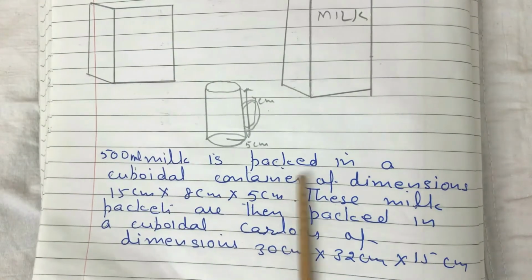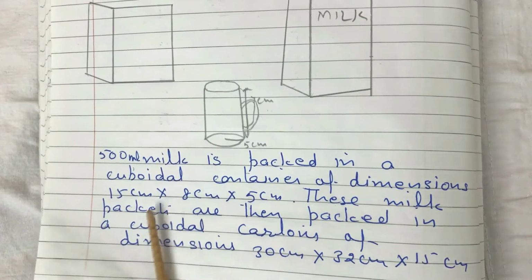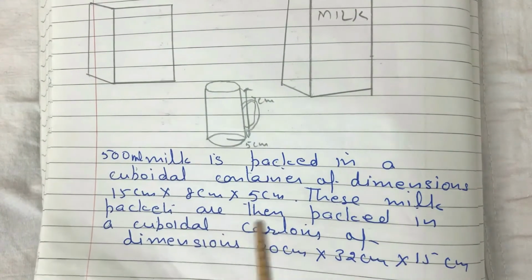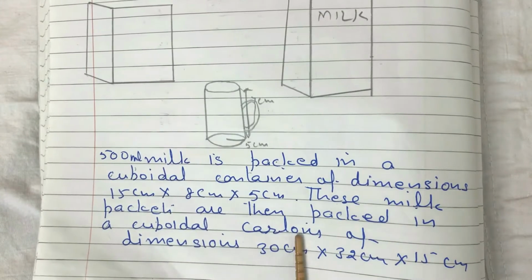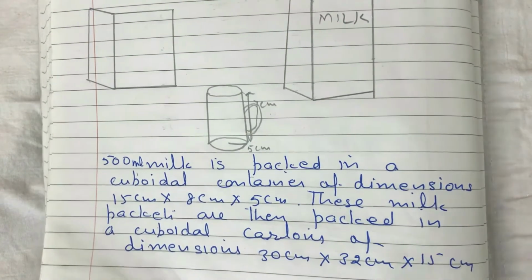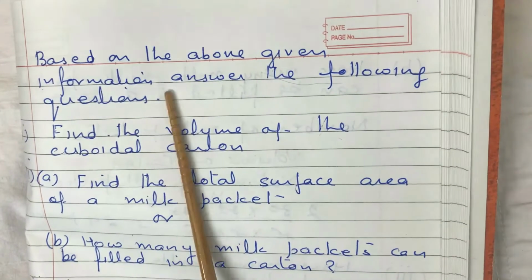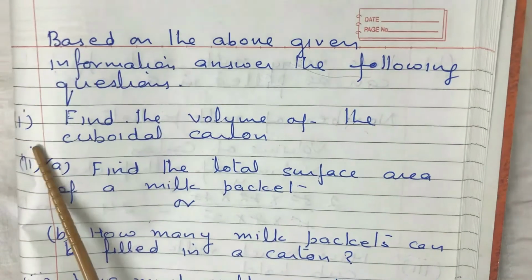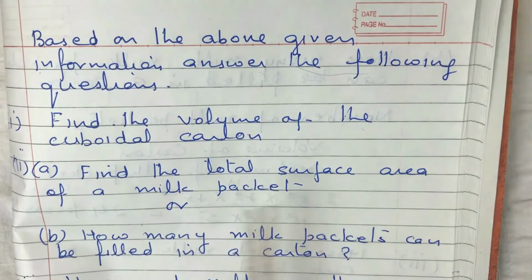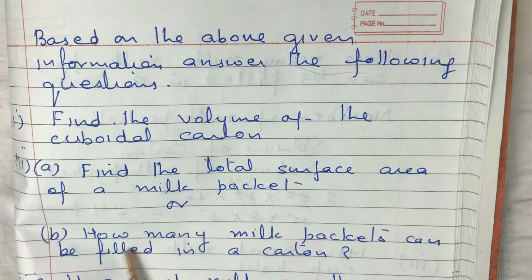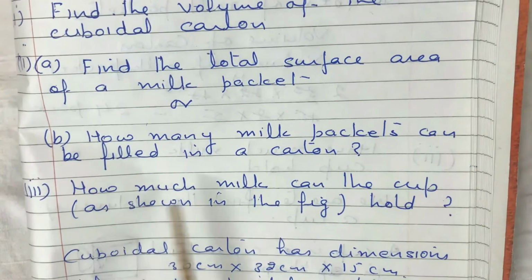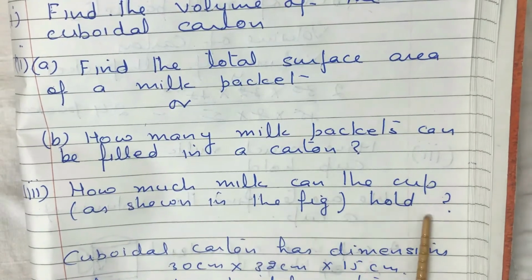500 ml milk is packed in a cuboidal container of dimensions 15 cm into 8 cm into 5 cm. These milk packets are then packed in cuboidal cartons of dimensions 30 cm into 32 cm into 15 cm. Based on the above given information, answer the following questions. First is find the volume of the cuboidal carton. Second is find the total surface area of a milk packet, or how many milk packets can be filled in a carton. Third, how much milk can the cup as shown in the figure hold?